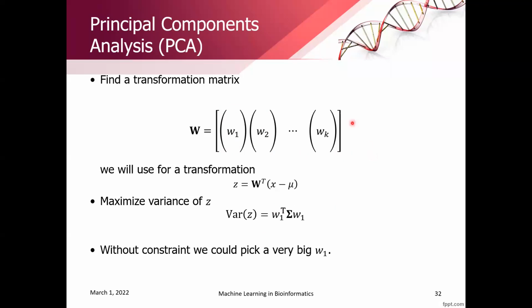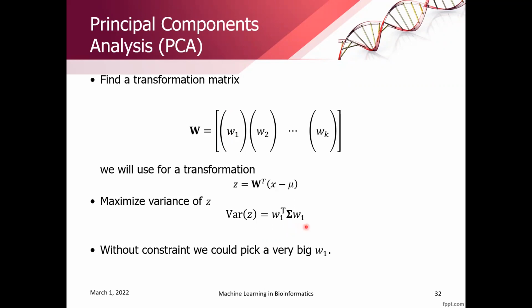In general, when we have all these transformation vectors W sub 1 till W sub k as column vectors put in a common matrix W, we can express the transformation, and Z is now not the first coordinate but all coordinates, like W transposed times X minus mu. Let us return back to the first component, W sub 1. So the variance of the transformed value Z is W sub 1 transposed times the covariance matrix of X times W sub 1.